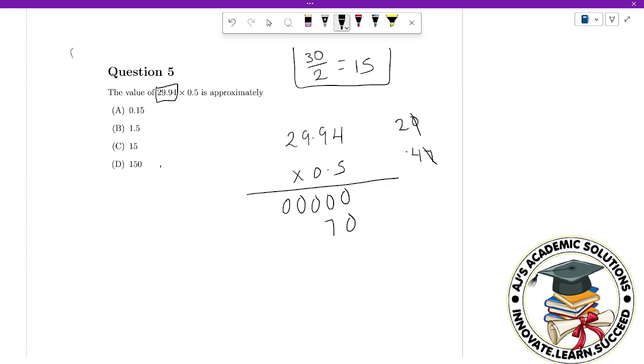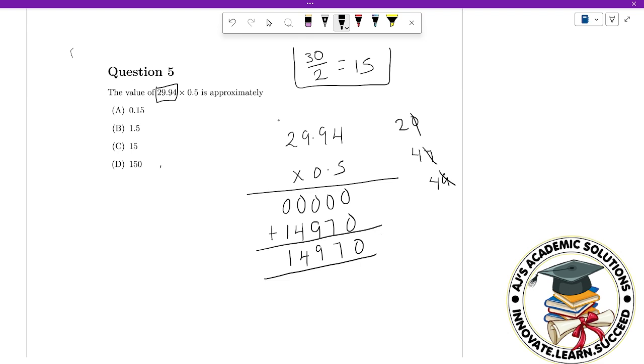5 times 9 is 45, and 4 is 49. 5 times 2 is 10, and 4 is 14. And we're going to add these now. So we have 0, 7, 9, 4, and 1. If you missed that, 0 plus 0 is 0, 0 plus 7 is 7, 0 plus 9 is 9, 0 plus 4 is 4, 0 plus 1 is 1.